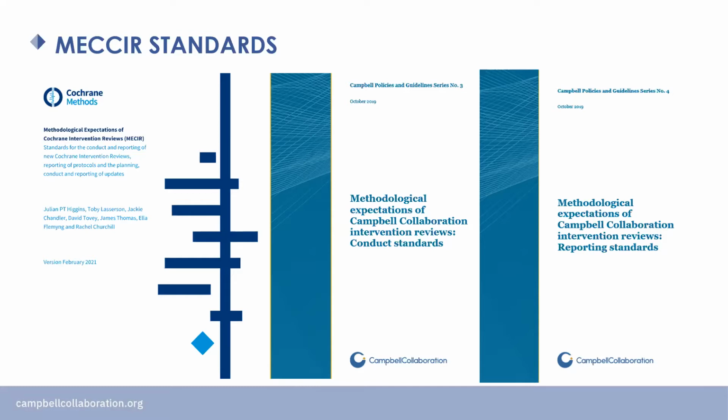And one really useful resource that's available is the Methodological Expectations of Campbell Collaboration Intervention Reviews, which is a mouthful, but it's also known as the MECCIR standards. And these standards are for both the conduct and reporting of Campbell systematic reviews of intervention effects. These MECCIR standards aim to reduce bias and error and also increase transparency at each step of the review process.